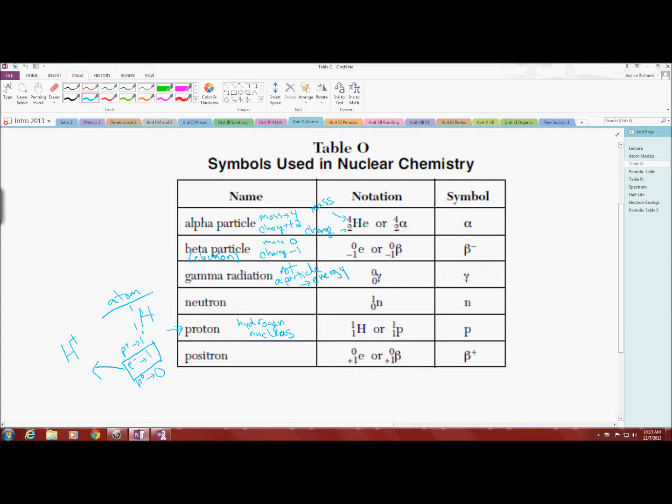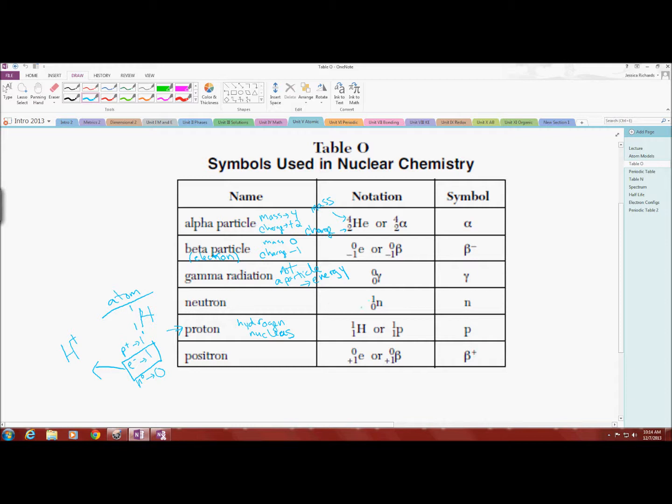Remembering that a beta particle is just a free high-speed electron, so electrons would also count. But alpha particles, it's a helium nucleus, so it's basically a helium with no electrons on it. Beta particle, again, a high-speed electron, mass of 0, charge of -1. Gamma radiation isn't a particle, it's just the energy that's given off. This is the very dangerous thing. This is extremely damaging to your body and the tissues. Everything that's radioactive gives off this radiation as well. It's the energy that's released when these particles escape from the nucleus.